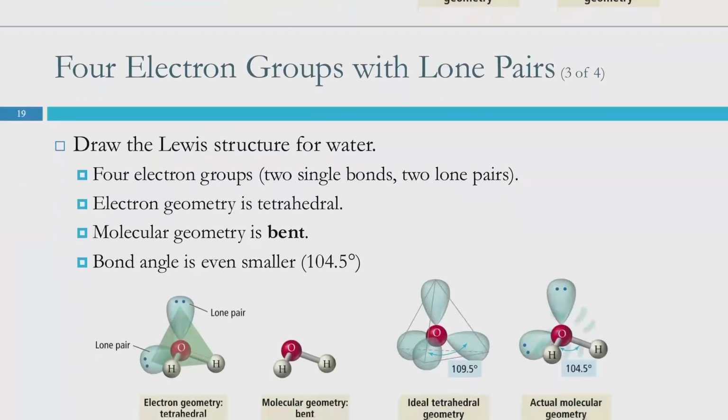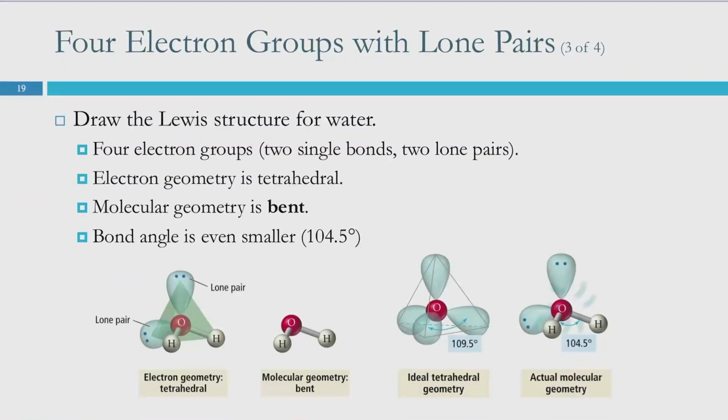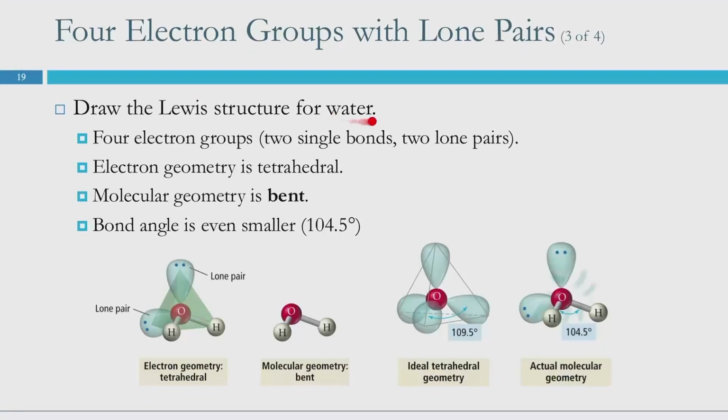Now if we have 2 lone pairs in our 4 electron group molecule, that matches with what we see in water. So in water, we've got 4 electron groups, 2 single bonds, 2 lone pairs. So here's our lone pairs, here's our single bonds. So the electron geometry again is tetrahedral because we have 4 electron groups. And then poof, get rid of the lone pairs, pretend like they've disappeared, and now our molecular geometry is bent.